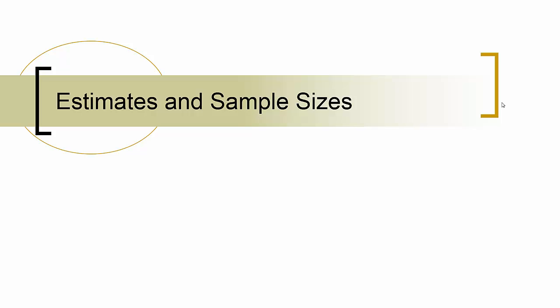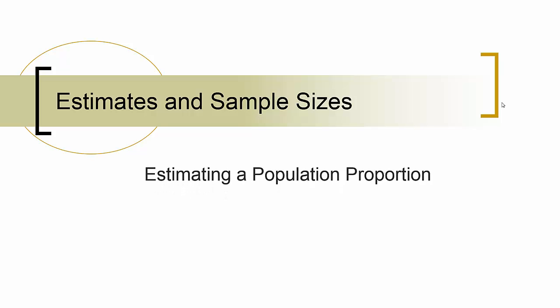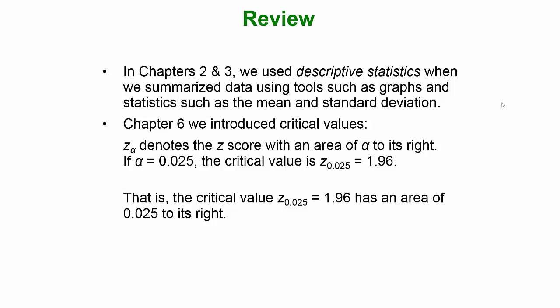This unit focuses on estimates and sample sizes, and in this lesson we will learn about estimating a population proportion. To review, in chapters 2 and 3 we used descriptive statistics when we summarized data using tools like graphs and statistics such as the mean and standard deviation. Then in chapter 6 we learned a little bit about critical values. We're going to focus more on that in this lesson.